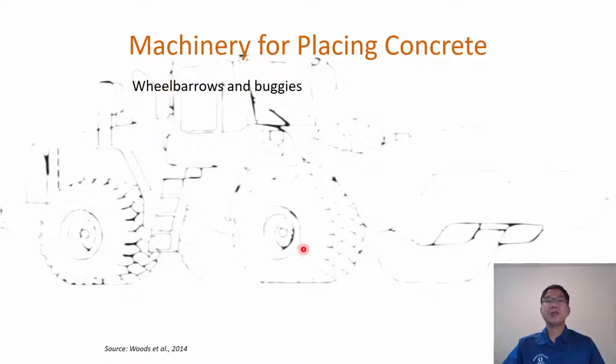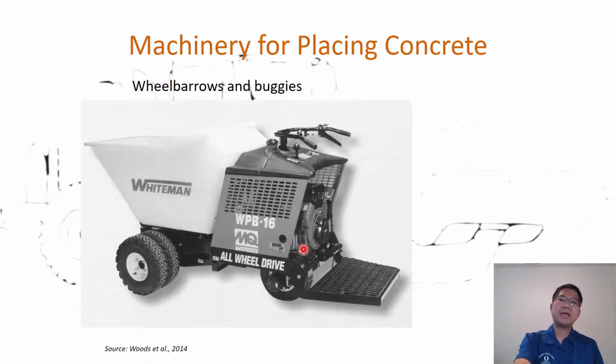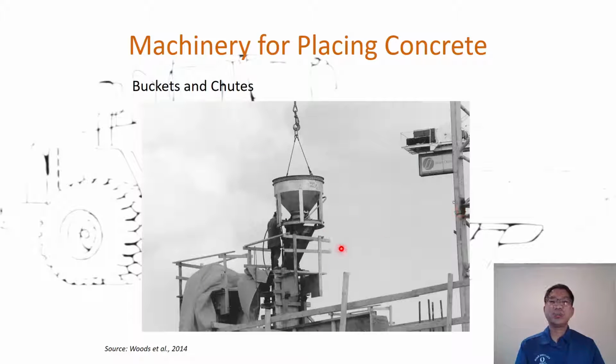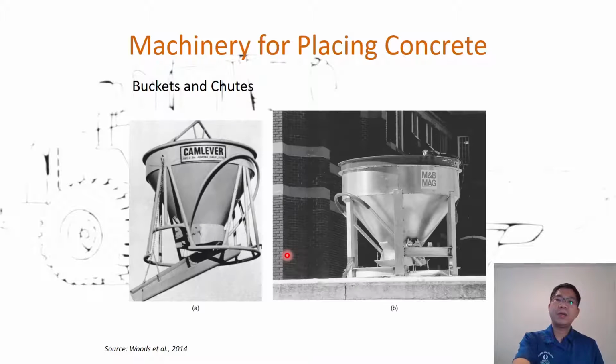The first machinery that I listed was the wheelbarrows and buggies. This figure shows that wheelbarrows can transfer the concrete vertically with hoists, in this case, or you can use a bucket and chute. The bucket carries the concrete, and then the chute is used to avoid segregation of the concrete, which we will talk about later in today's lesson on concrete construction. And we can see the bucket here and the chute that goes with it.